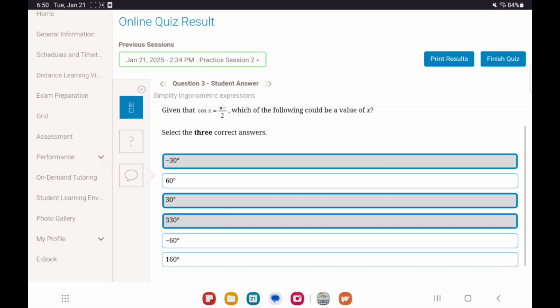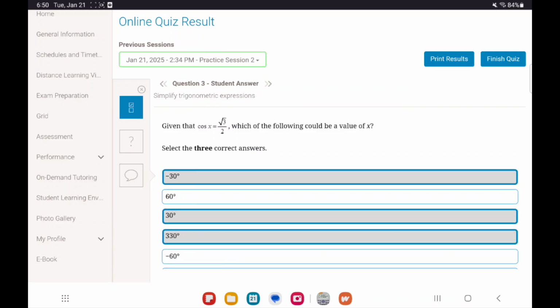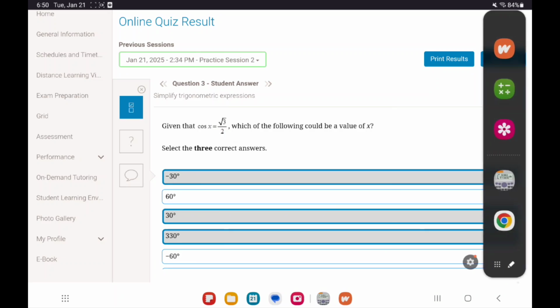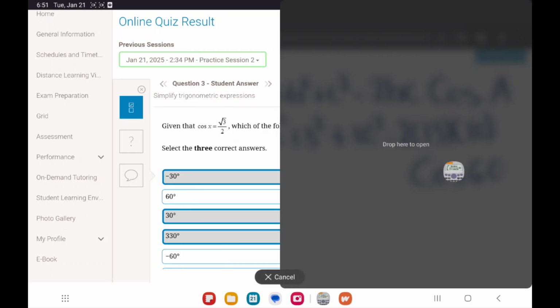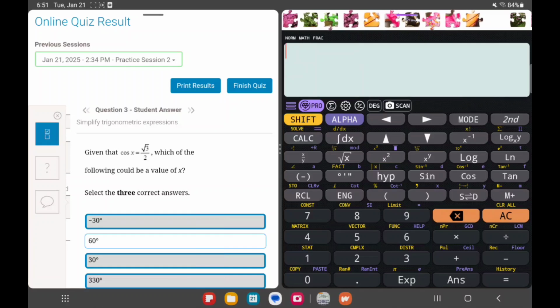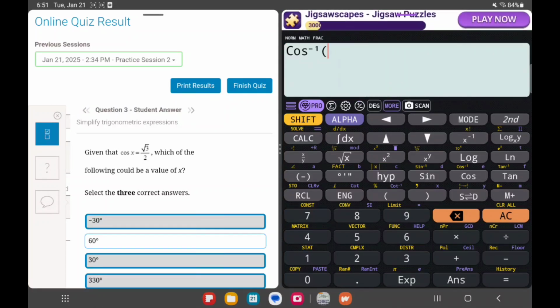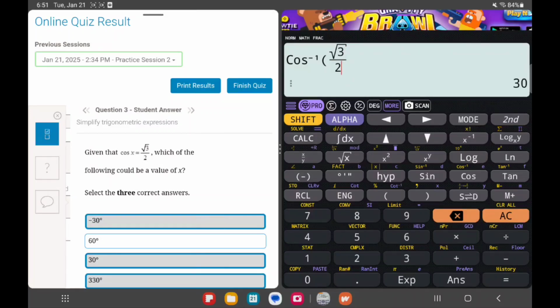Question number 3. Question number 3 is more of a tricky question. To be honest, for me, I also got tricked with it. So I'm going to help you not get tricked by it. Let's do it on our calculators. Shift cosine radical 3 over 2, you get 30.